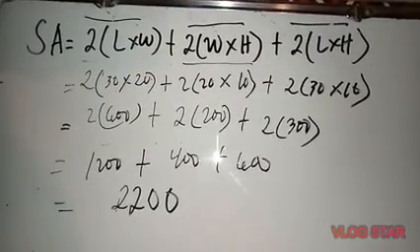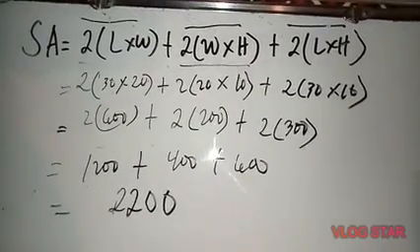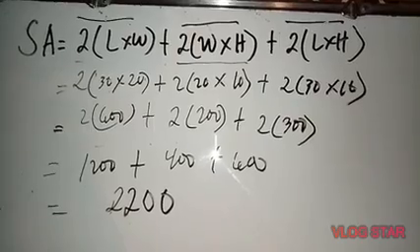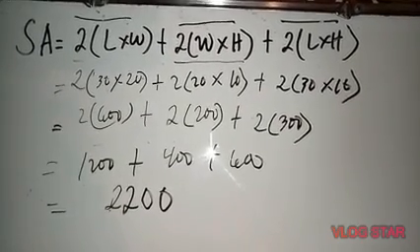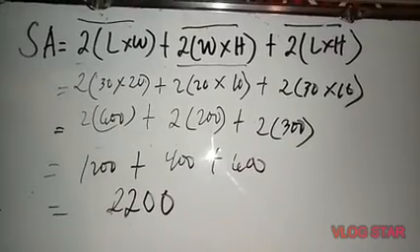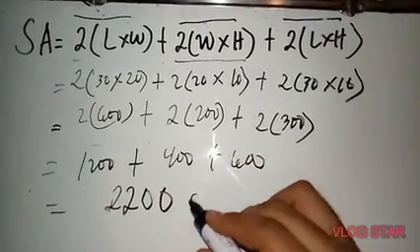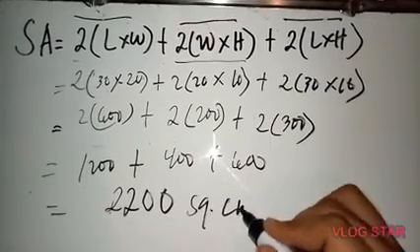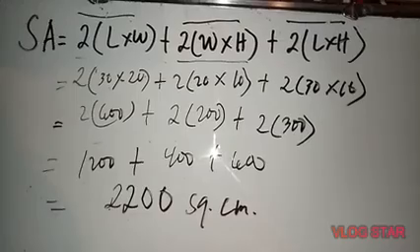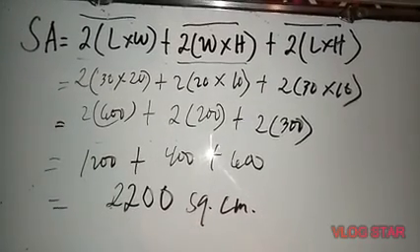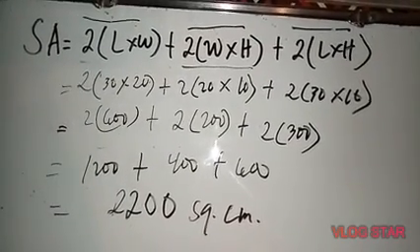So the surface area of a rectangular prism with a length of 30 centimeters, width 20 centimeters, and height of 10 centimeters is 2,200 square centimeters. So that is the surface area of a rectangular prism.